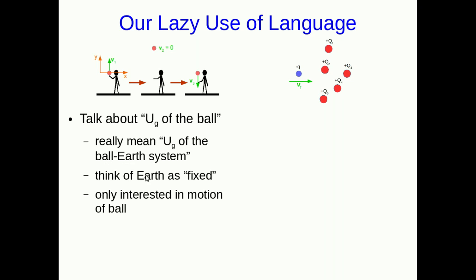But we generally think of the Earth as fixed. We're not interested in what it's doing. We're only interested in the motion of the ball. And so we'll talk about it as if this gravitational potential energy just belonged to the ball.